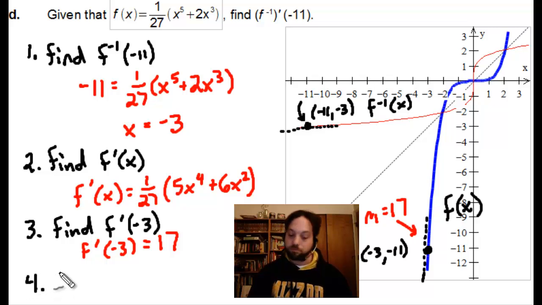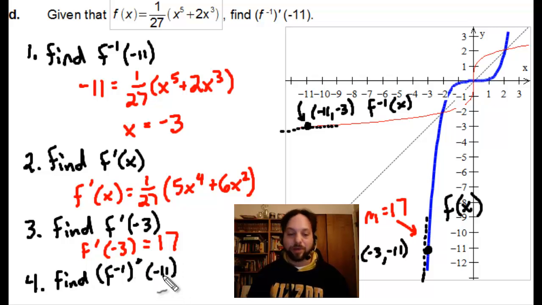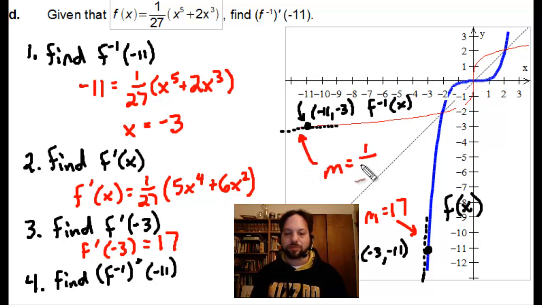And now that we know that, we have one last step, and that's simply going to be to find the derivative of the inverse. So the inverse derivative at negative 11. And how are we going to do that? Well, not a big deal. Remember what we said. If the slope of this line is 17, then the slope of this line right here must just be the reciprocal, 1/17th.